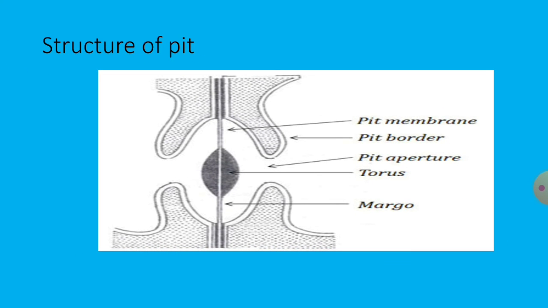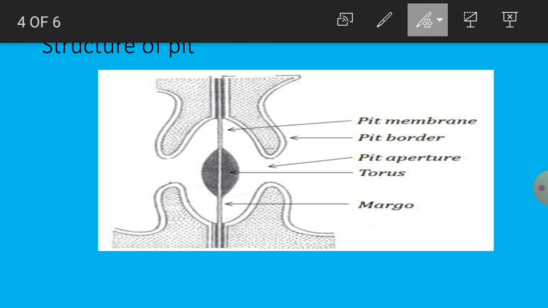This is the structure of pit. Though all the cells are enclosed by primary cell wall, secondary cell wall and middle lamella, they still show some connections between them. Those connections are called pit connections or plasmodesmata connections, through which all the cells are connected and they interact with one another and exchange material with one another. Here in this diagram, you can see pits.